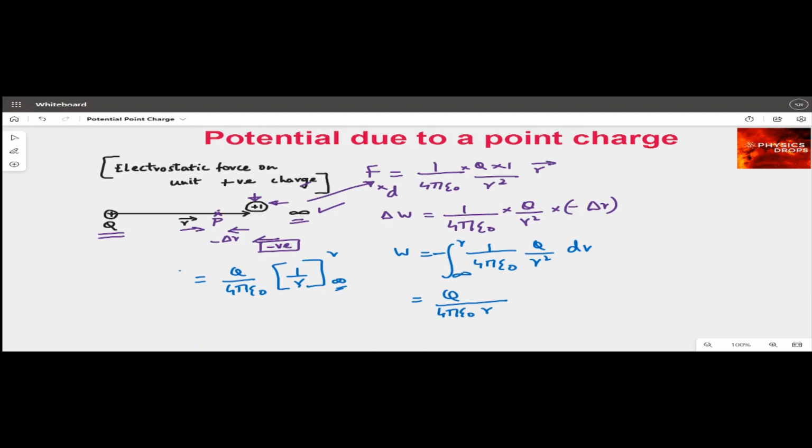Now by definition, this work done in moving a unit positive charge from infinity to a point is called the potential. The potential at a point r is given by Q by 4 pi epsilon naught r. This is the potential formula.